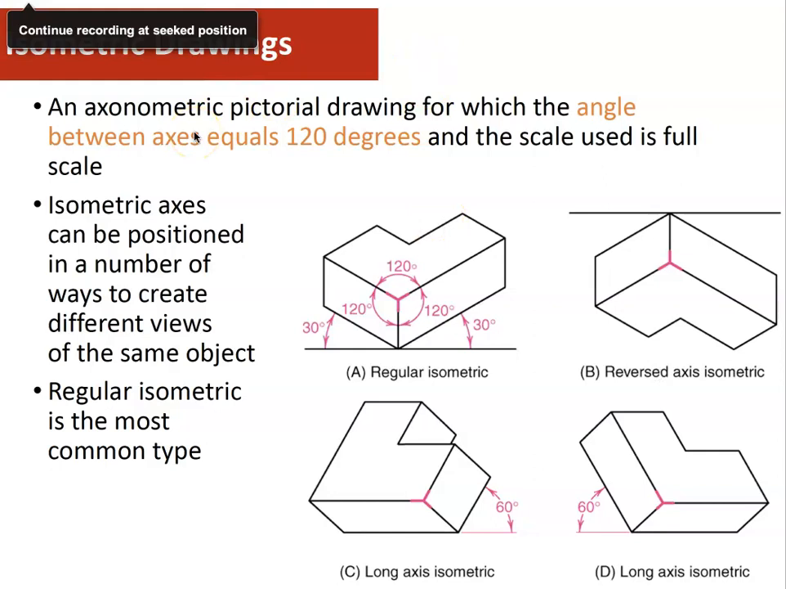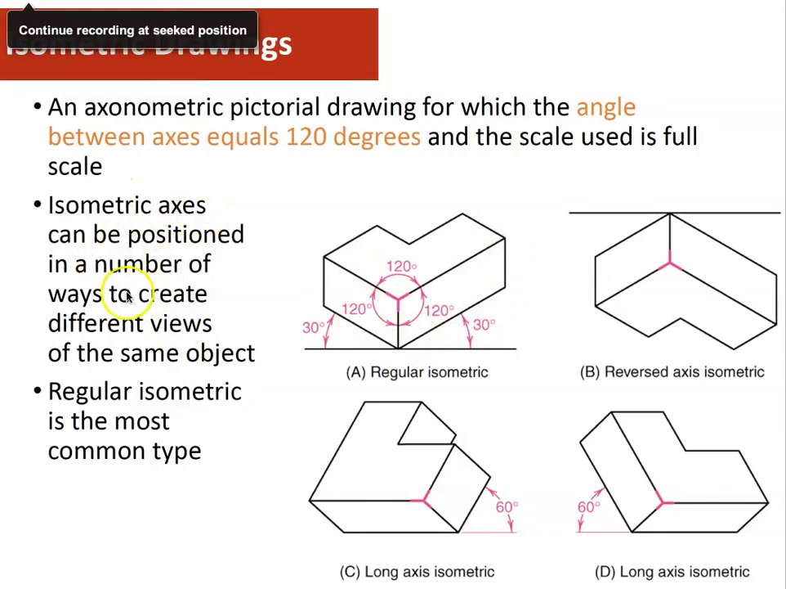So what exactly is isometric drawing? It is a type of axonometric pictorial drawing. Pictorial describes the 3D view for which the angle between axes equals 120 degrees. So look over here, between axes is 120 degrees, between axes 120 degrees, and between these axes 120 degrees. And the scale used is full scale, which means that if your object is 10 centimeters, then you would draw this as 10 centimeters.